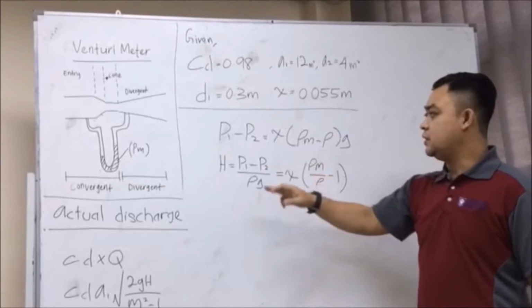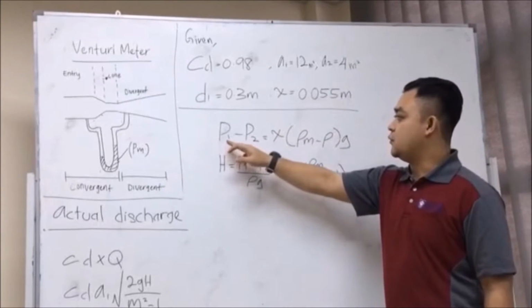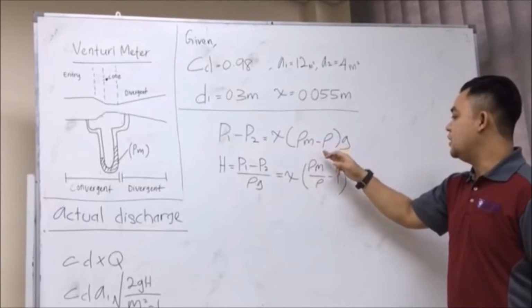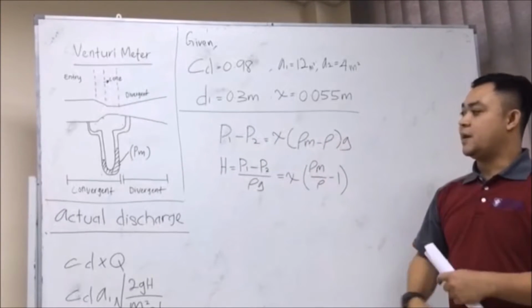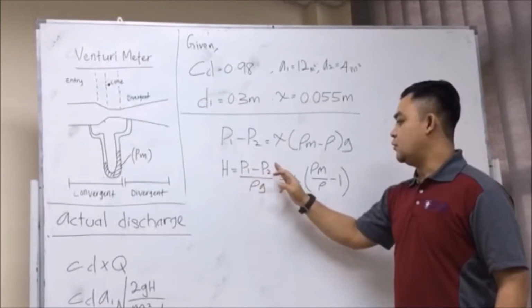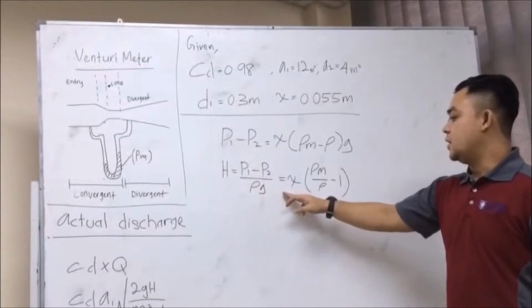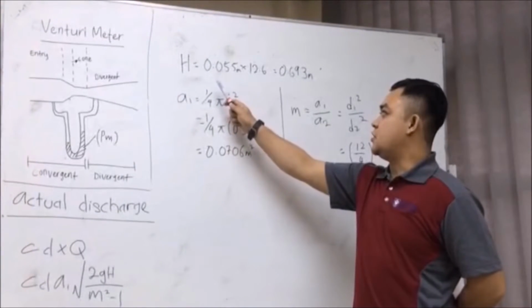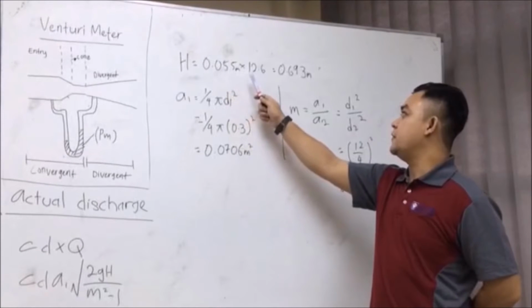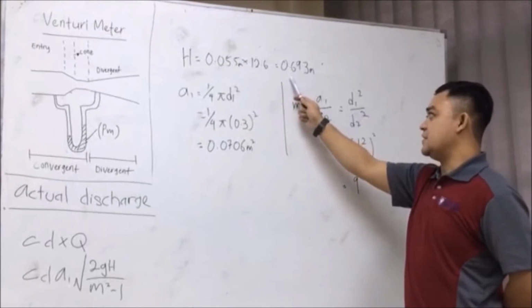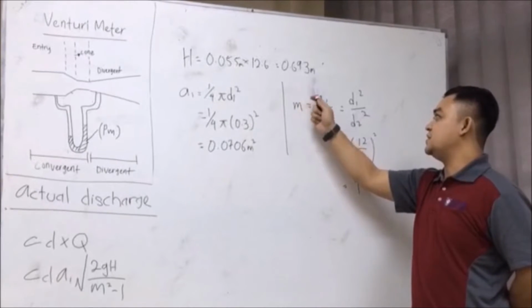And from this equation, we can make one equation which is pressure 1 minus pressure 2 equals X times rho m minus rho multiplied by g, and we can make another equation which is head, pressure 1 minus pressure 2 over rho g, equals X times rho m over rho minus 1. We multiply 0.055 meter with 12.6, which is the pressure difference in the Venturi meter, and this is the value, 0.693 meter.